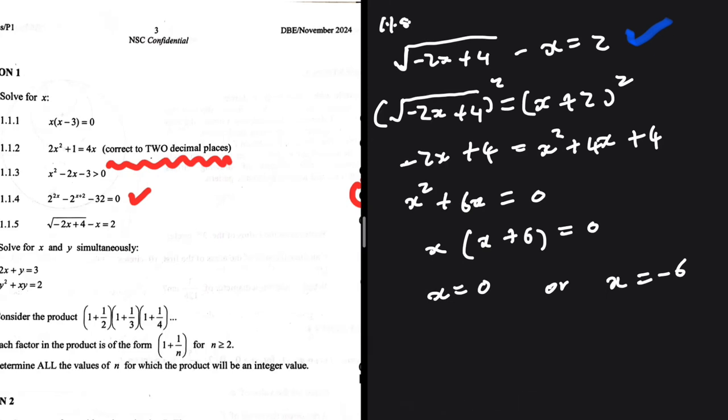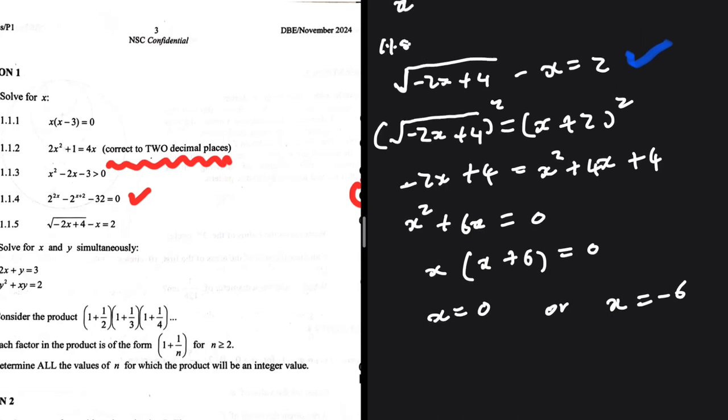Okay, so when I substitute 0 here, it's supposed to give me 2. So the square root of minus 2 multiplied by 0 plus 4, minus 0, gives me 2. So x equals 0 is working, right? Now let me substitute minus 6.